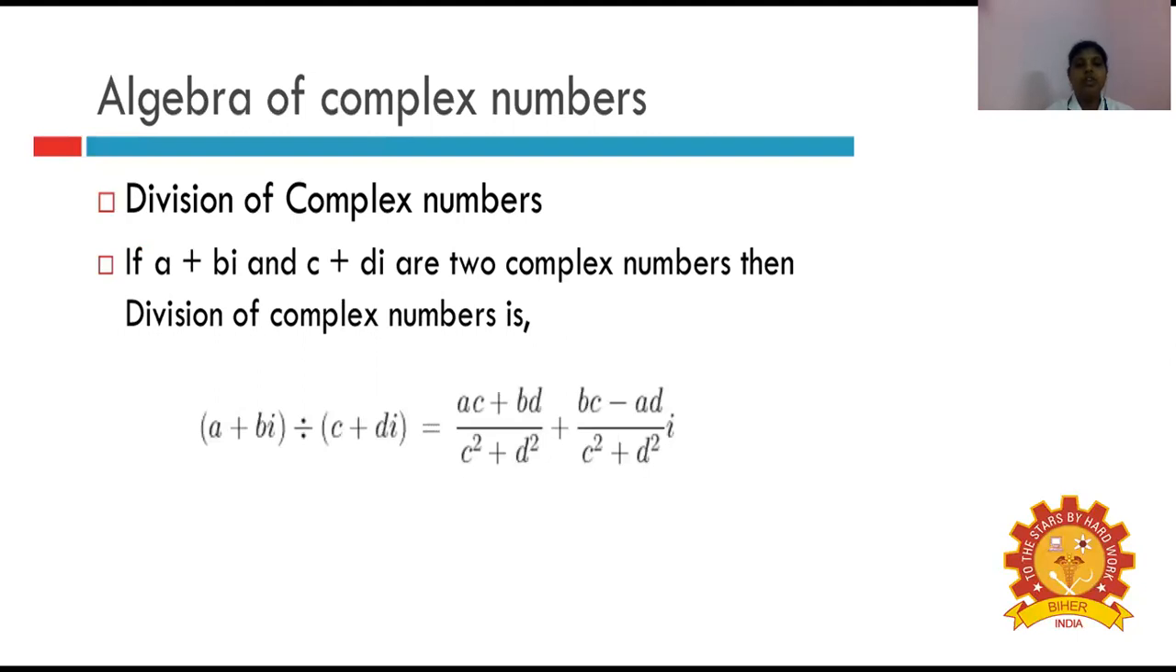Next come to division of complex numbers. If a plus bi and c plus di are two complex numbers, then division of complex numbers is (a plus bi) divided by (c plus di) equal to (ac plus bd) divided by (c square plus d square) plus (bc minus ad) divided by (c square plus d square) into i.